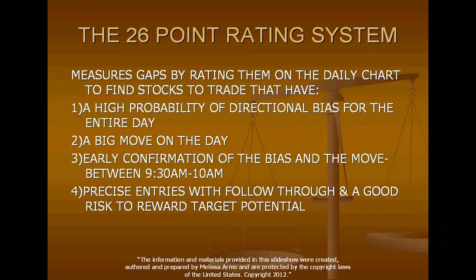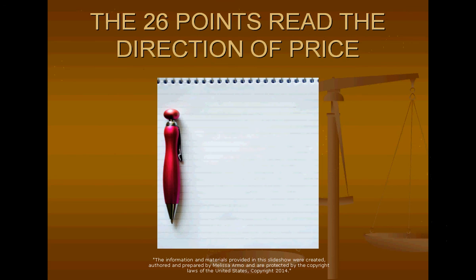Very good question. So the rating system measures gaps by rating them on the daily chart to find stocks to trade that have, number one, a high probability of directional bias for the entire day, number two, a big move in the day, number three, early confirmation of the bias in the move between 9:30 and 10, and precise entries with follow through and a good risk to reward target potential, because that's what you want. So the 26 points read the direction of price, which is the direction of the daily chart.